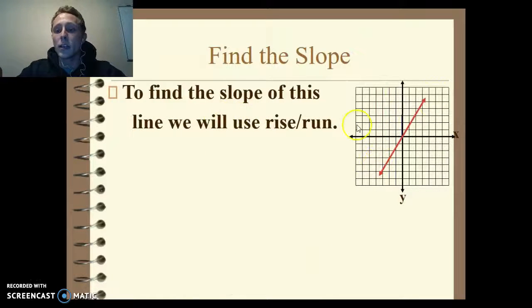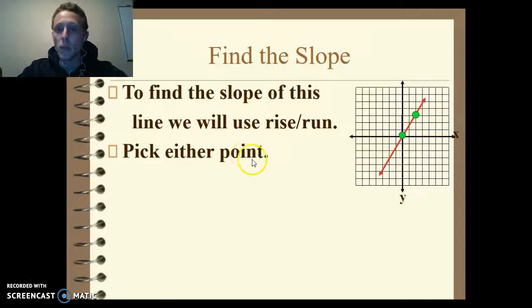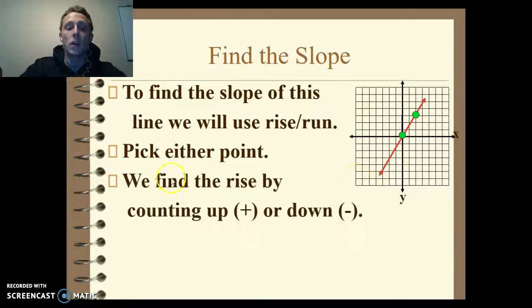If we take a look at a graph, to find the slope of the line, we're going to use rise over run. We're going to take a look at a certain point, and then see how far it takes us up and then over to get to another well-defined point. I see 2 points here, and we can pick either point. It's not going to matter in the long run. We're going to find the rise by counting either up or down. For this point, we count up 1, 2, 3. And for this point, we would count down 1, 2, 3.